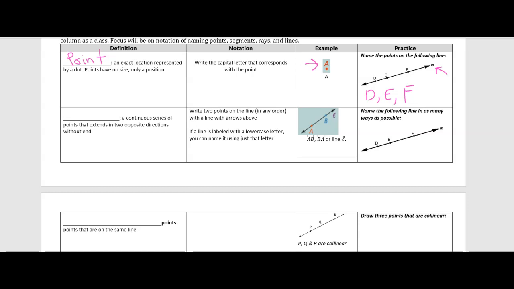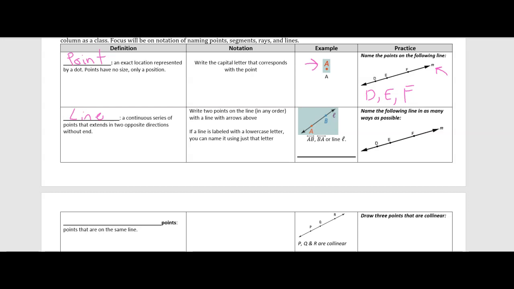Which comes to our next definition. A line is a continuous series of points that extends in 2 opposite directions without end. So a line is something that is one-dimensional. It has no width and it has no measurable length. So it just extends infinitely in both directions.